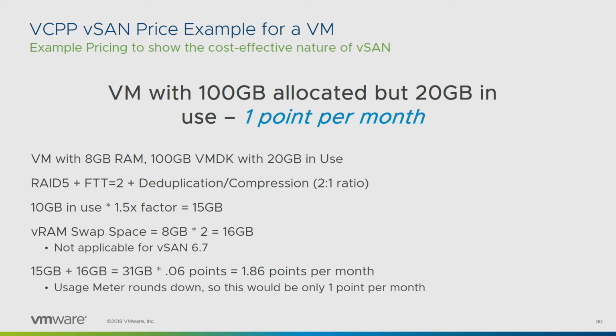Now, before vSAN 6.7, there's something called your swap space for memory, right? So when I power on a virtual machine, I have to RAID 1 that. I'm going to keep a swap file. That has changed now in vSAN 6.7.